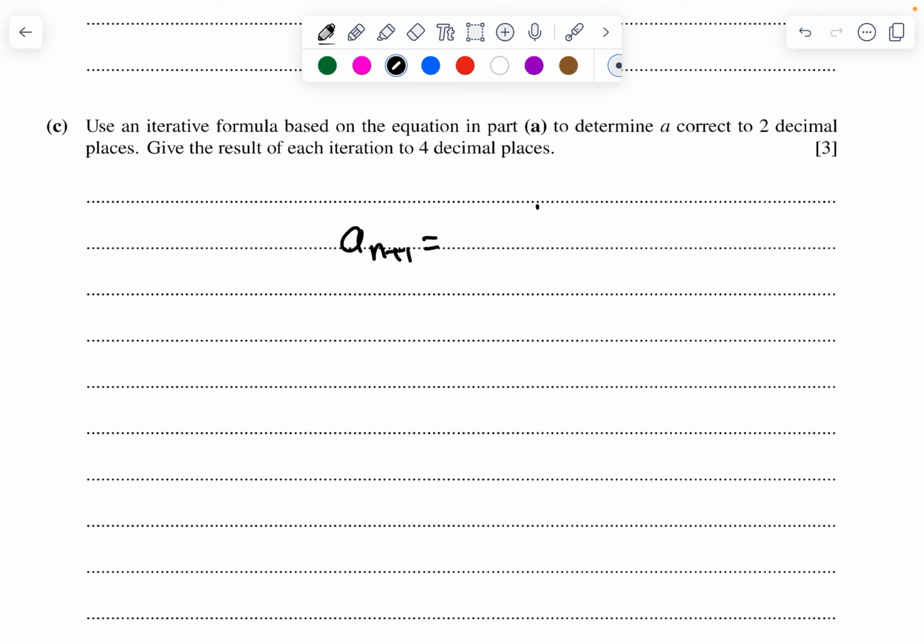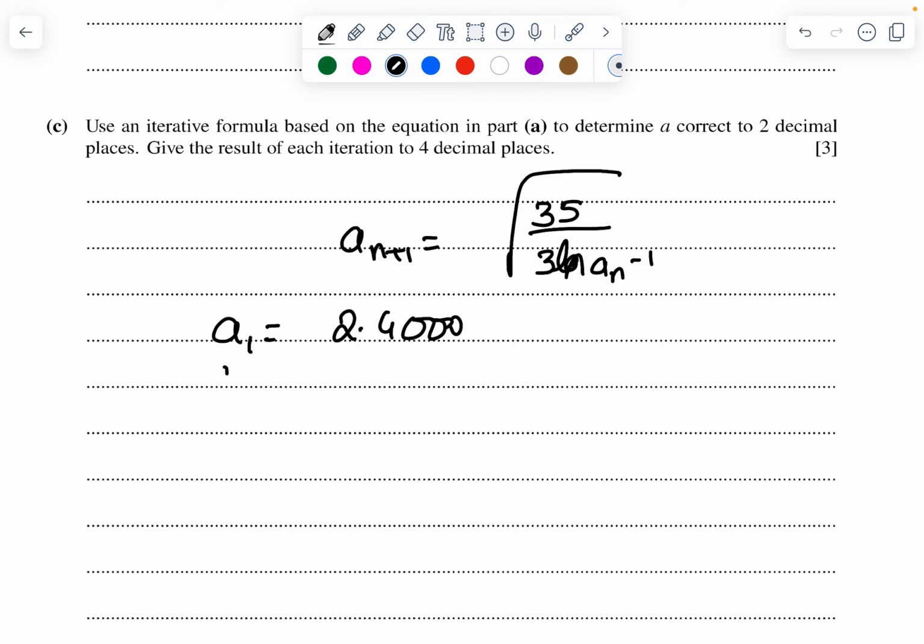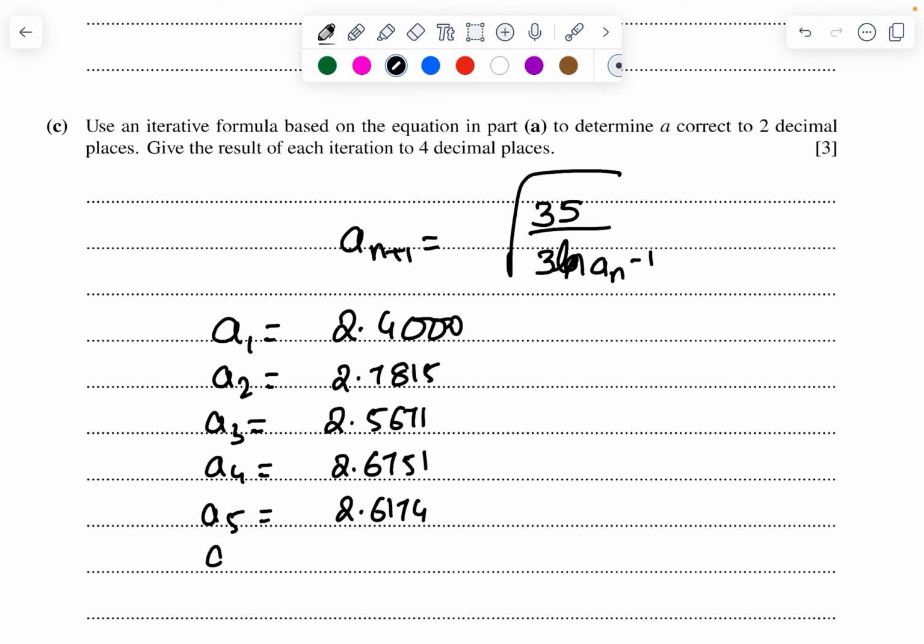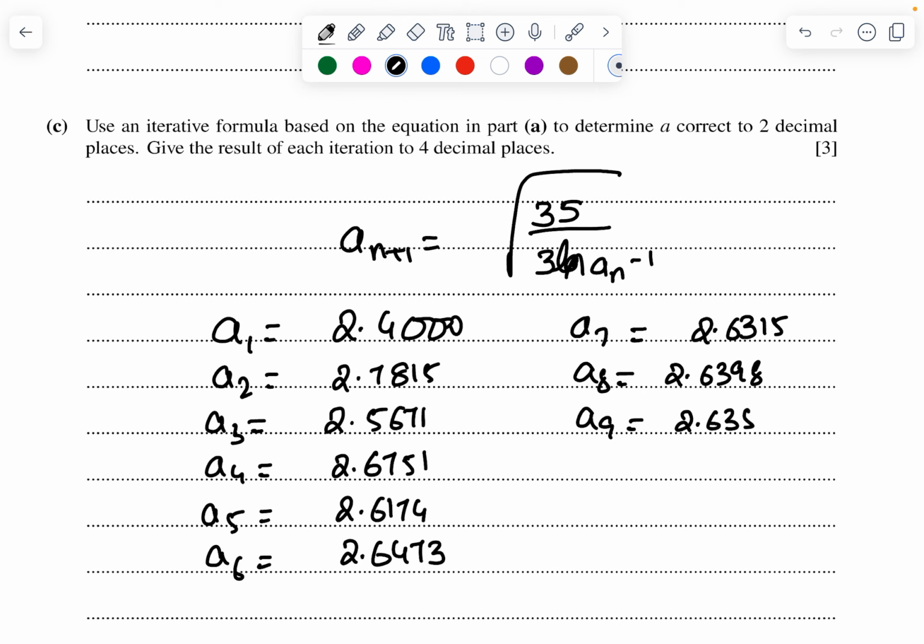A n plus 1 equals the cube root of 35 divided by 3 ln a n minus 1. So a1 equals 2.4000, a2 equals 2.7815, a3 equals 2.5671, a4 equals 2.6751, a5 equals 2.6774, a6 equals 2.6473, a7 equals 2.6315, a8 becomes 2.6398, a9 equals 2.6354.